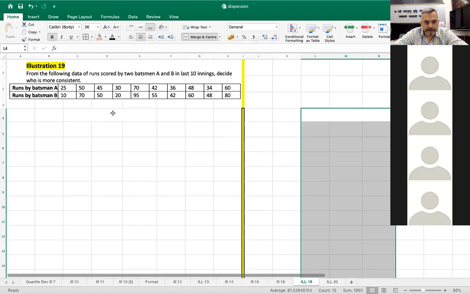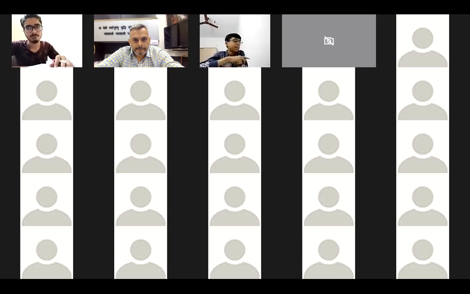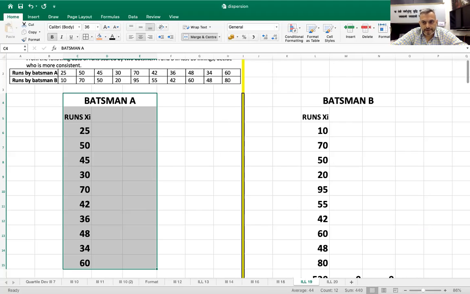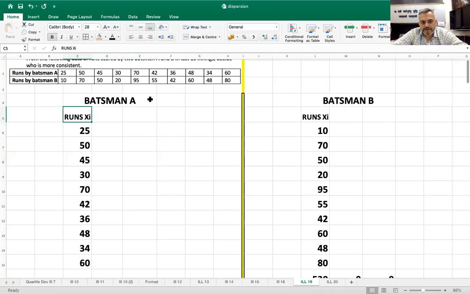So write the heading and write the data as it is visible on the screen. You can see this. So write the data accordingly. Okay. So batsman A, batsman B, runs XI, runs.